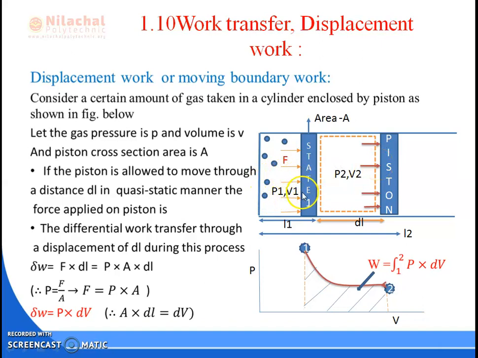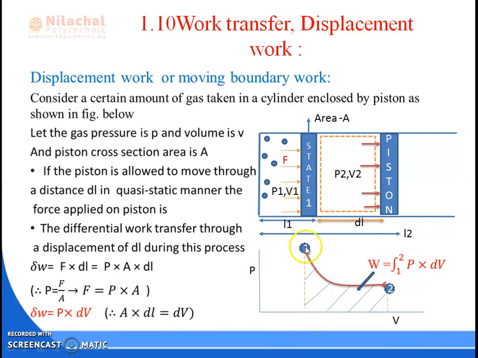So initially, inside the cylinder, the pressure is P1 and the volume is V1. Then after the force, after the displacement dl, the gas inside the cylinder is at a pressure of P2 and volume of V2. Here the properties change: P1 changes to P2, V1 changes to V2, and length changes from L1 to L2. So if some property changes, we know that the state changes. Initially this one is your state 1. If I see this in the PV diagram, this is state 1, where pressure is P1 and volume is V1.